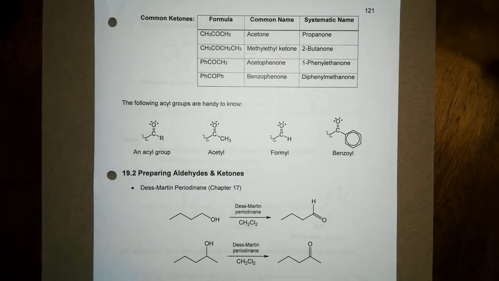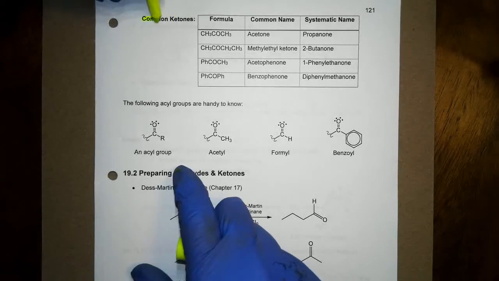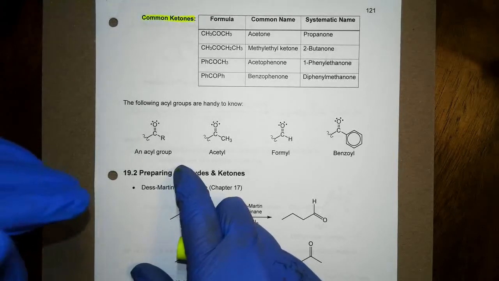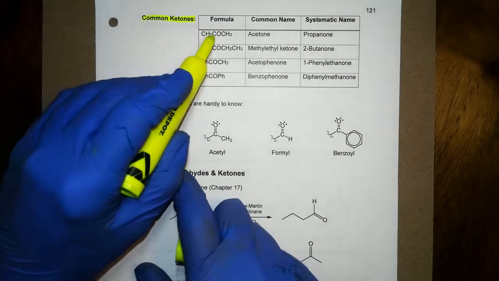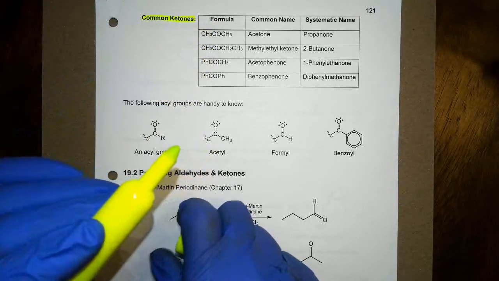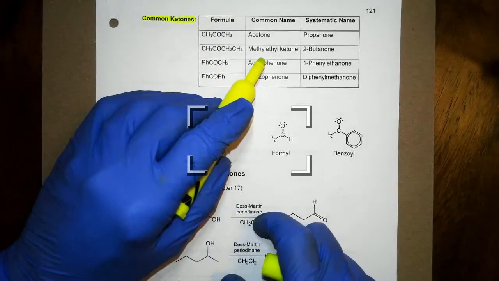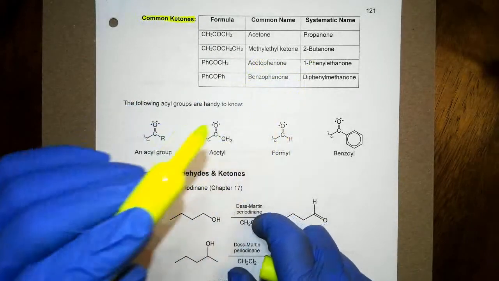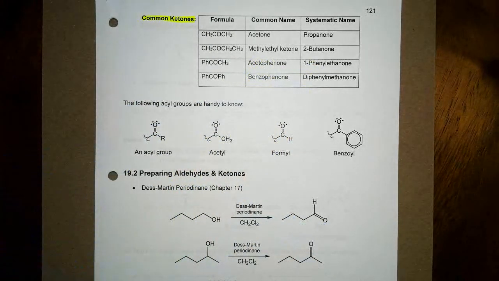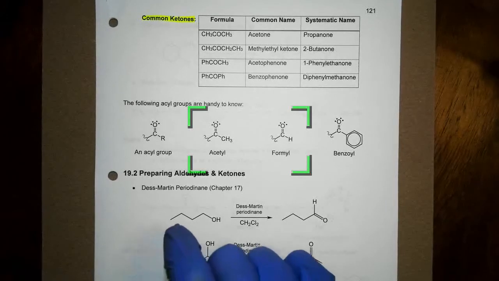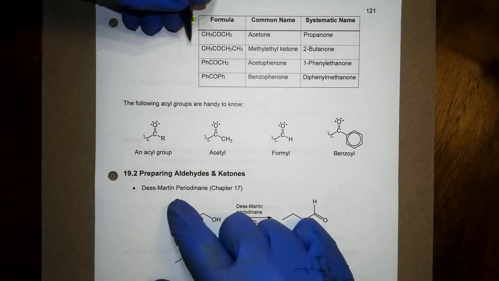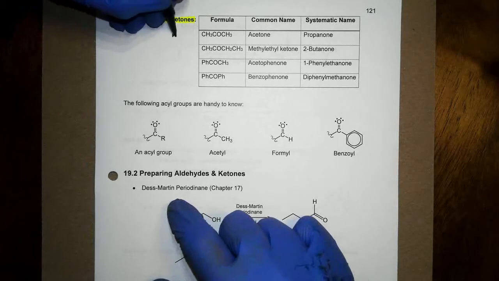So here I have a list of common ketones, kind of like I have with common aldehydes back on an earlier page. In the left-hand column I have their formulas, written out. In the middle column I have their common name, and in the right-hand column a systematic name. Okay, there's a few of these I want you to memorize. Let me just put the word memo next to it. All right, I want you to memorize this one.